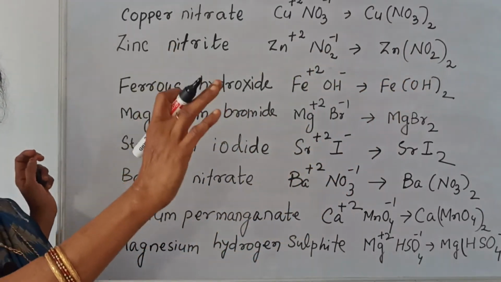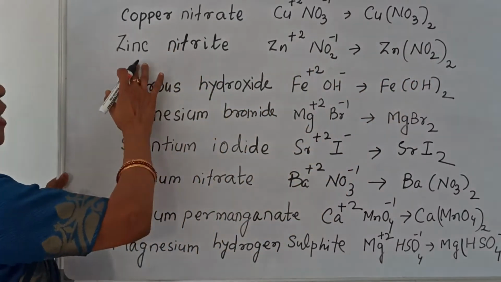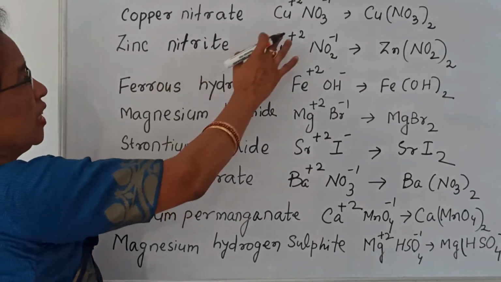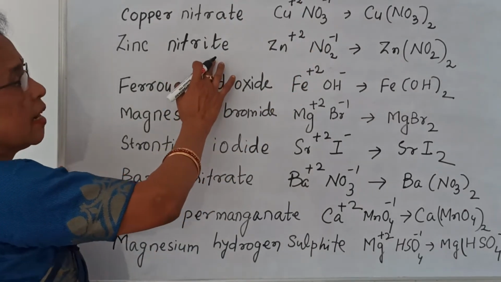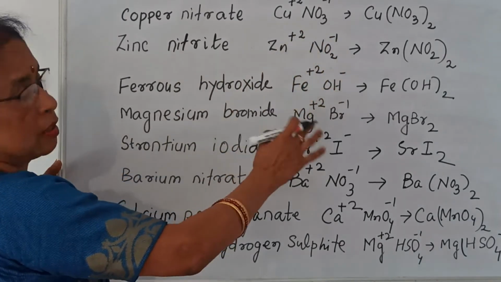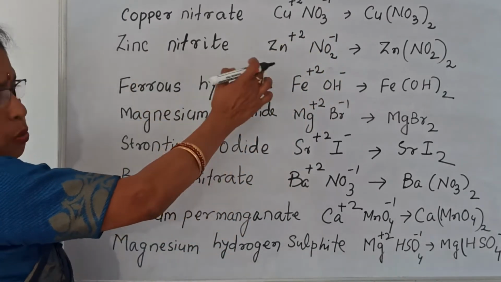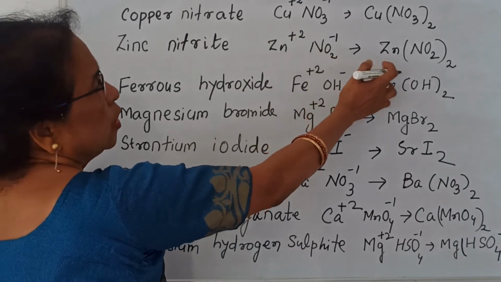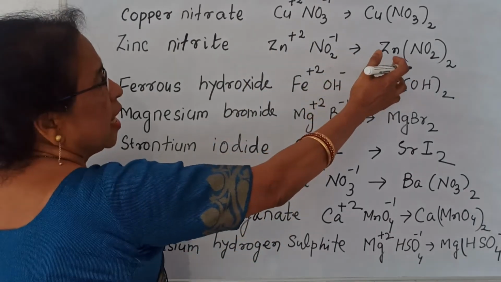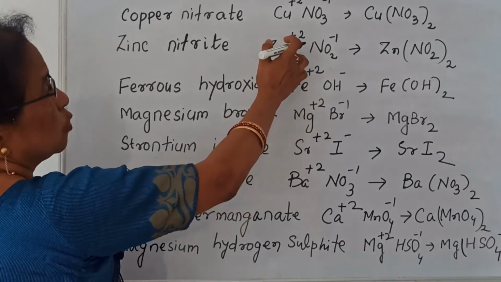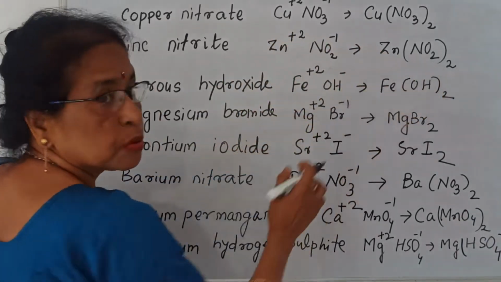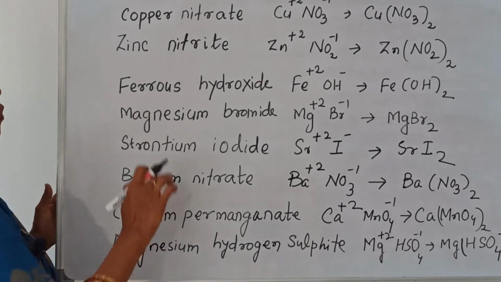Zinc nitrite. One is nitrate, that is NO3 minus 1, and the other one is nitrite, that is NO2 minus 1. So here zinc has plus 2 charge, so the 2 comes to here. So what is the formula? Zn(NO2)2. The 2 means zinc has 2 charge, and the 2 comes to the NO2.